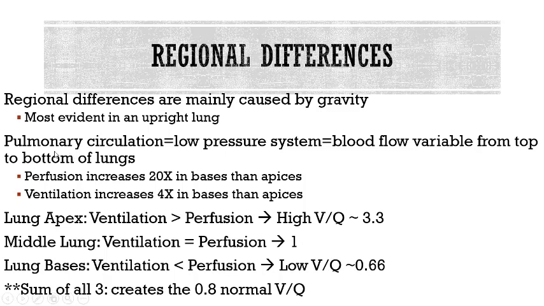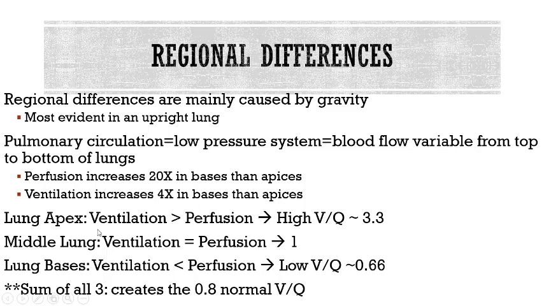So again, this happens because your pulmonary circulation is a low pressure system. So blood flow is variable from the top to the bottom of the lungs. And this is when you're thinking of an upright lung, so picture somebody standing in a normal position. Perfusion increases 20 times in the bases compared to the apex. Ventilation increases 4 times in the bases compared to the apex. So again, even though the base has less ventilation than it does perfusion, it still has significantly more ventilation than the apex. The bases is where your gas exchange is happening.